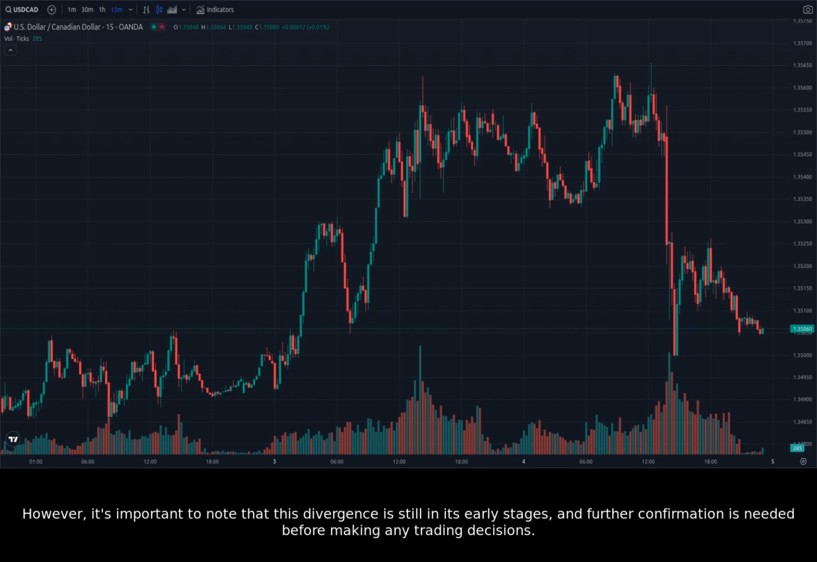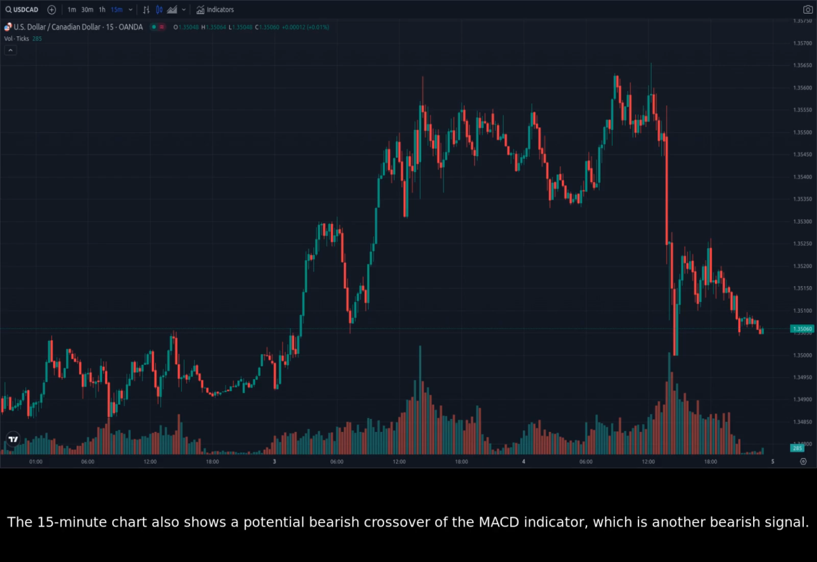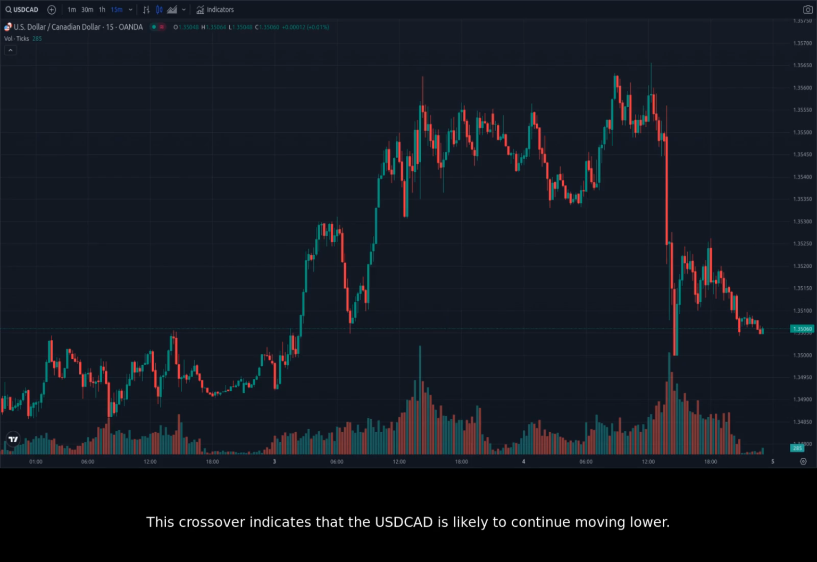The 15-minute chart also shows a potential bearish crossover of the MACD indicator, which is another bearish signal. This crossover indicates that the USDCAD is likely to continue moving lower. Traders should be cautious about this potential bearish crossover, as it can be a sign of a stronger bearish trend.